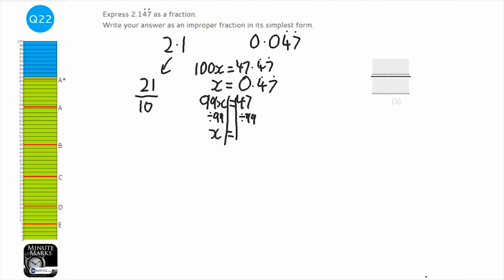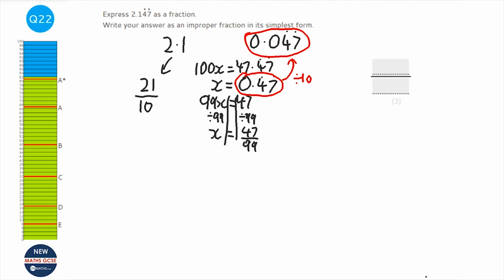And so x is going to be 47 over 99. Now that's 0.47 recurring, and we've got 0.047 recurring. So what's the difference between this bit here and this bit here? All we need to do is just divide that by 10. And with fractions, when you divide by 10, you just times the bottom by 10. So let's just show the examiner what I'm doing. It's just going to be 47 over 990.